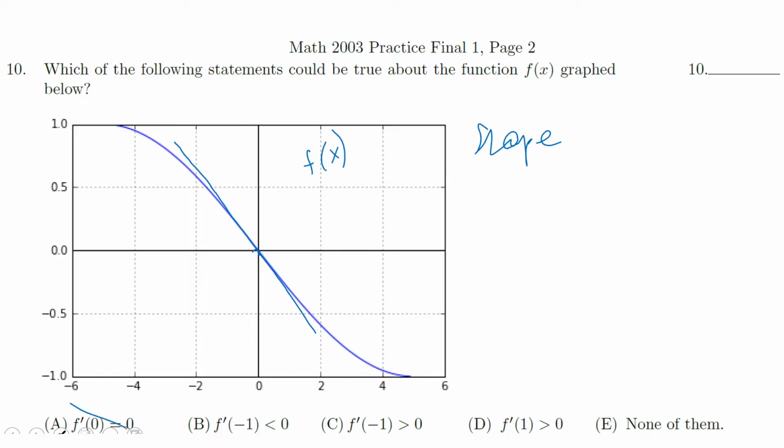B, f prime of negative 1 is less than 0. Is that true? So negative 1 is somewhere here. The slope is going to be also negative. So it's actually potentially true. C, f prime of negative 1 is greater than 0. Clearly not correct, because the slope is negative. D, f prime of 1 is greater than 0. So 1 is right here. The slope of that line is also negative, so boom. And E. So it's either B or E, but clearly B is correct, so the answer is B.